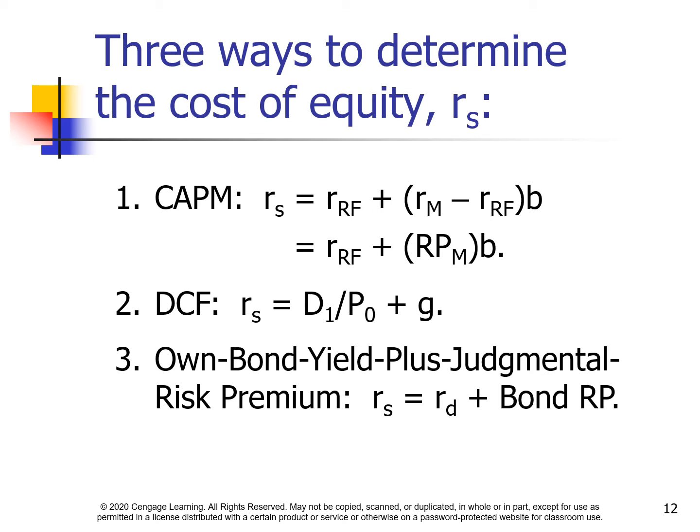There are 3 ways to determine the cost of equity: 1. CAPM. 2. Discounted cash flow. 3. Own bond yield plus a judgmental risk premium.